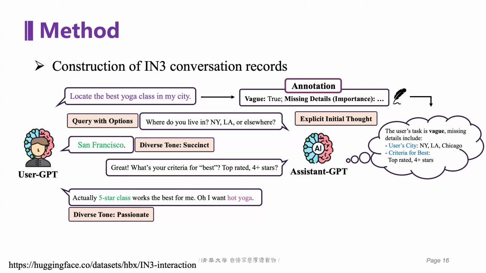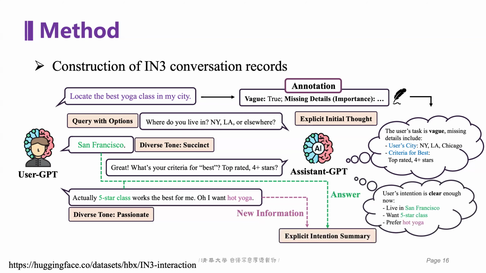The user may sometimes give a very long, long-form answer, and especially in this kind of long-form answer, it may not only answer the agent's query, but the user sometimes may give some new information. So for this new information, we also want it to be explicitly included in the assistant's explicit intention summary at the very end. So you can see from the bottom right.